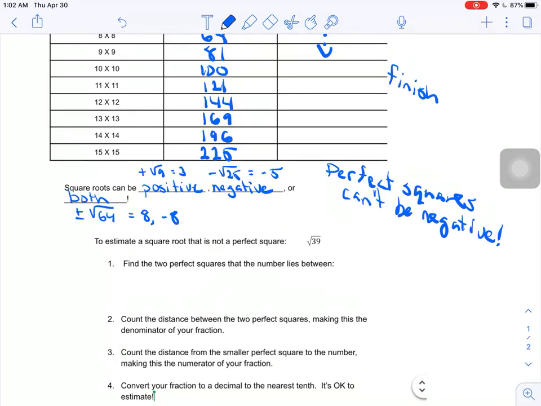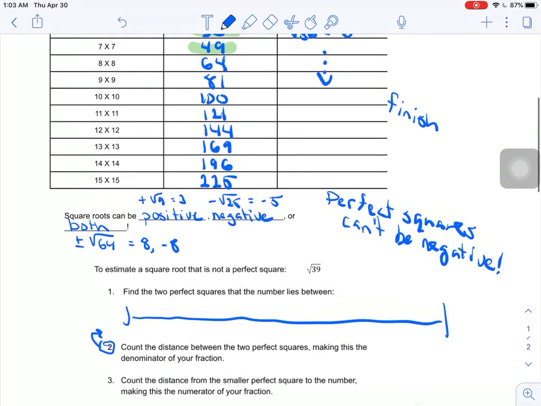So you've got some space here. What we're going to do is going to help us with this next one. We need to count the distance between the two perfect squares. So if you think of putting the two perfect squares on a number line, so here's 36, 37, 38, 39, 40, and we're going to keep going until we get up to 49, which is the next one.